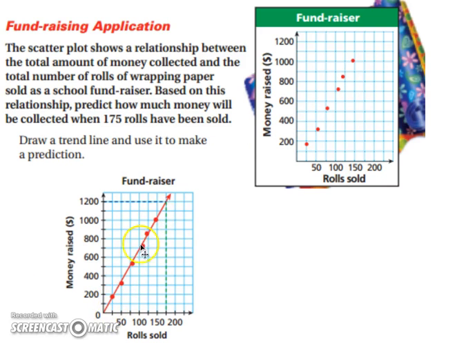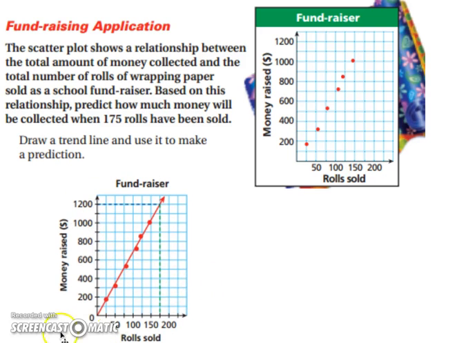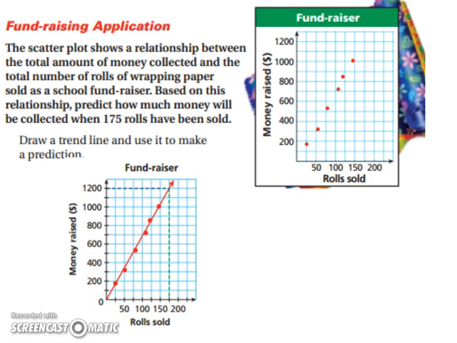When you make a trend line, it's not going to go through every single point nice and even. You want to try to go through the majority of the data as best you can. We want to look at 175 rolls. At 175 rolls, the money raised is about $1,200. And that ends our lesson on scatter plots and trend lines.